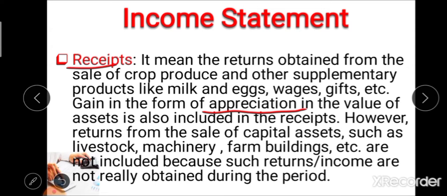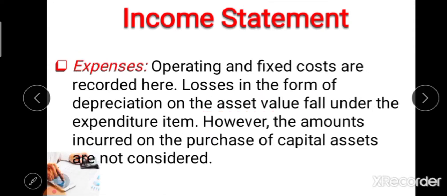So in short, receipt is the income generated during a period from the sale of different farm products like crop yield, milk, eggs, wages, gifts, etc. This is the first component of income statement, that is receipt. After receipt, the next component is expenses.